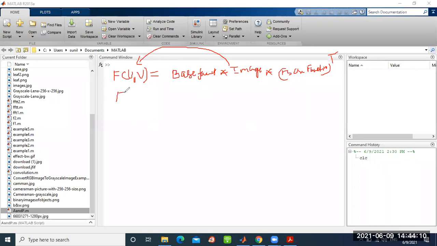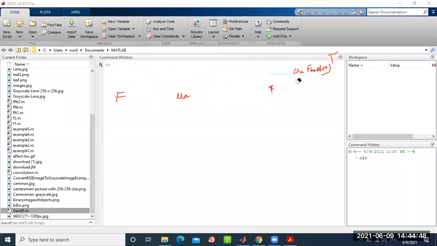So we can write the formula as F of u, v equal to kernel multiplied by the actual image, then the transpose of your kernel. Fine. So let us try to solve this one problem mathematically, then we will implement it with the help of the command. So do remember this formula, how we are converting. We are basically converting with the help of the base functions.